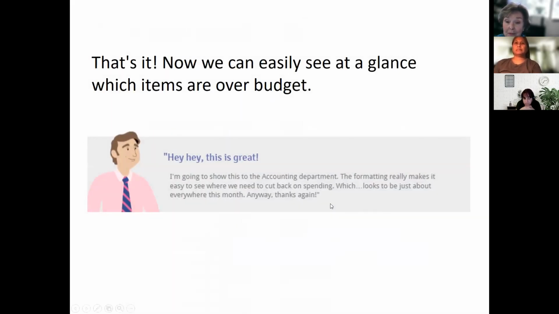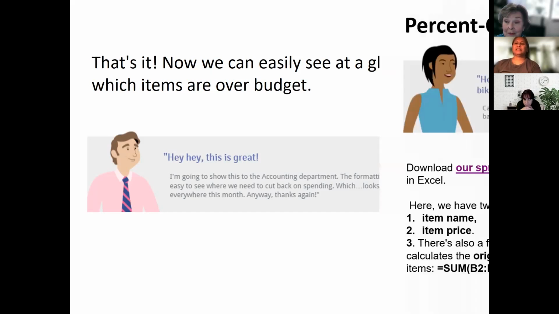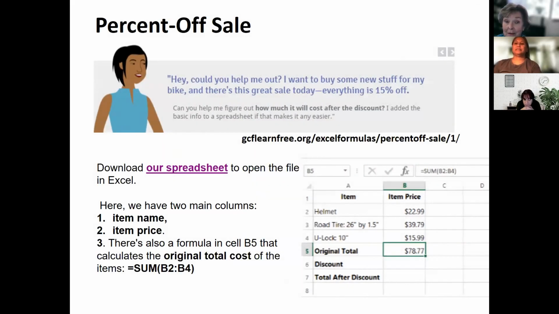So now you can show this to your accounting department and everything will be easy to read and to understand. So now we're going to have a situation where we need to put items on sale. I gave you a spreadsheet called Excel formulas, the percent off sale. And here you notice we have two columns. One is the item and one's the item price. Then you have the discount you're going to give. And then after you put it on sale and discount it, what will the total be?